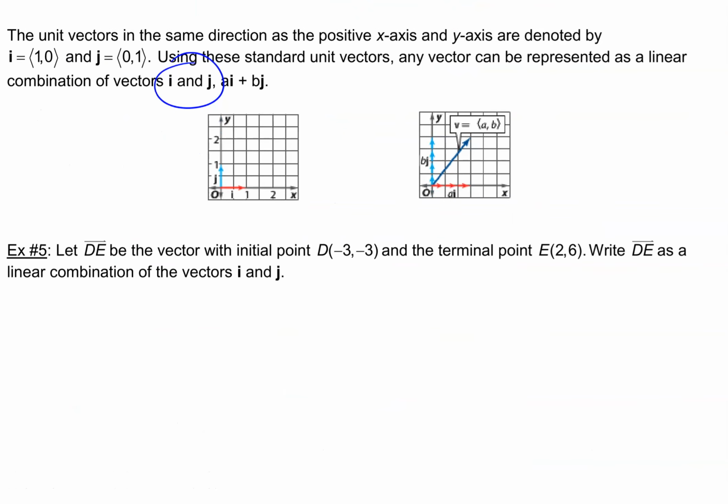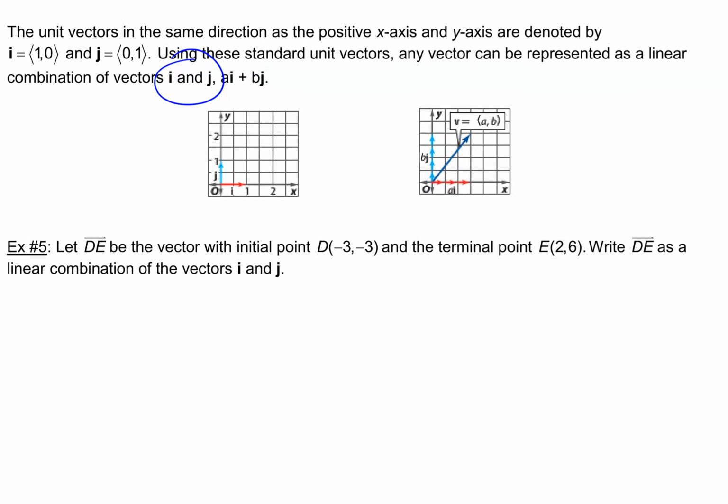Alright, the unit vectors are in the same direction as your x and y axes, denoted by i and j. So i hat, j hat, these are standard unit vectors, right?